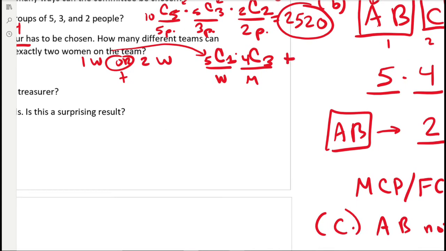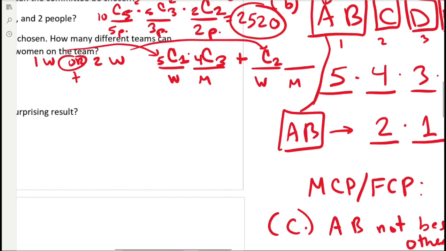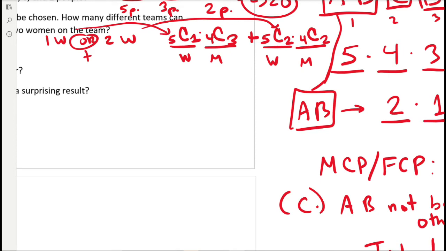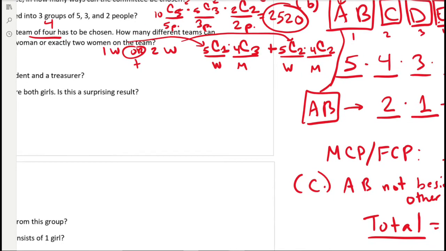Okay, so I'm going to go ahead and add this, and now I'm going to do the possibilities for the two women. So let's do women and men again. In this case, we have a combination. How many women are we choosing this time? We're choosing two women from our group of five women. And if we choose two women, we can only choose two men from my group of four men. So you're going to multiply those two combinations together, and then add them together to get your total number of possibilities.